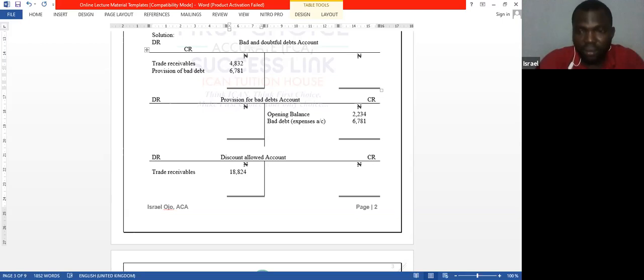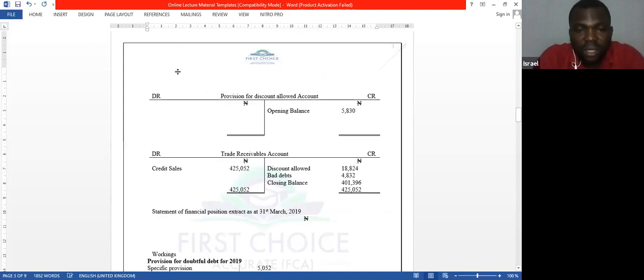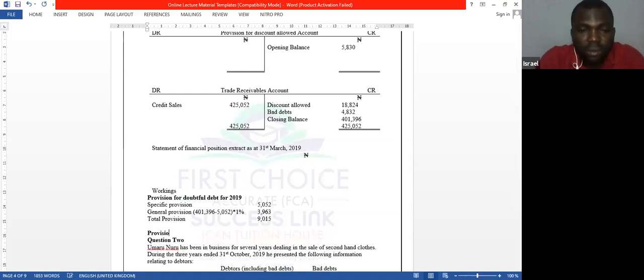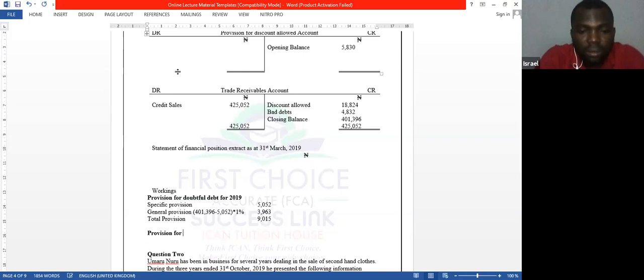So another one given to us is that they say the provision for discount allowed is to be 2%. So we need to calculate our provision for discount allowed as well. So we come down here again to our formula. So let's do this again. We have provision for, sorry, discount allowed.